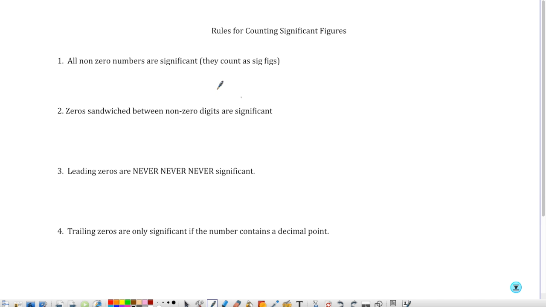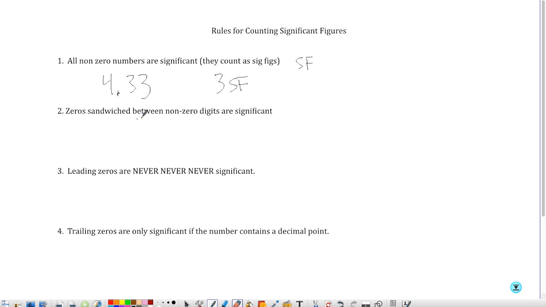So, rules for counting significant figures. All non-zero numbers are significant. They count as significant figures. I'll often abbreviate these as sig figs or just SF. So if I have a number like 4.33, none of these values are 0, so they're significant. How many significant figures do I have in this number? I have 3.